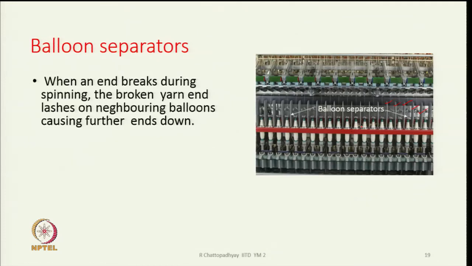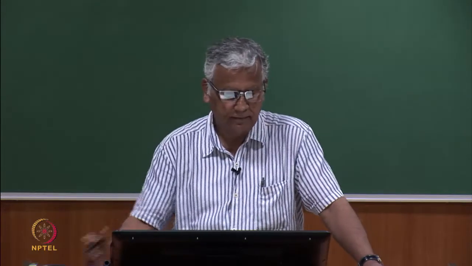When an end breaks during spinning, the broken yarn end lashes onto the neighboring balloons, causing further ends down. This is what is basically problematic: if by any chance a yarn breaks, the rotating yarn will try to fly away from the bobbin surface and will come into contact with the neighboring balloon, and thereby will cause the neighboring balloons to break, and therefore there could be a chain reaction. So, a large number of ends will break one after the other because of this reason.